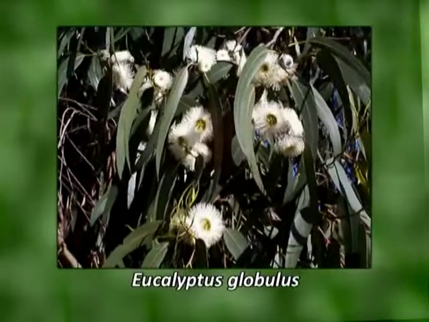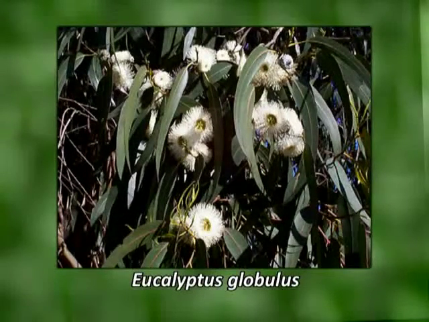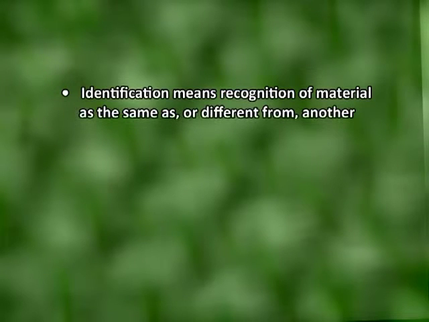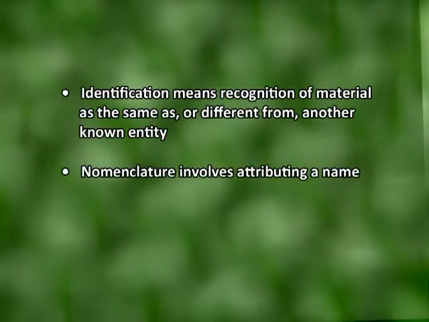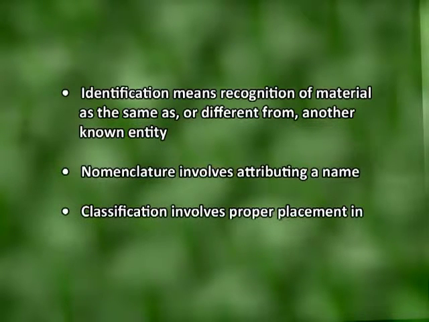When one says that the given material is Eucalyptus globulus, it is identified, named, and classified. However, identification means recognition of material as the same as or different from another known entity. Nomenclature involves attributing a name to it, and classifying involves its proper placement in the taxonomic system.